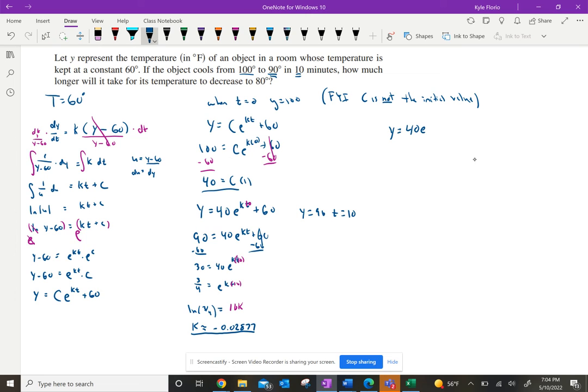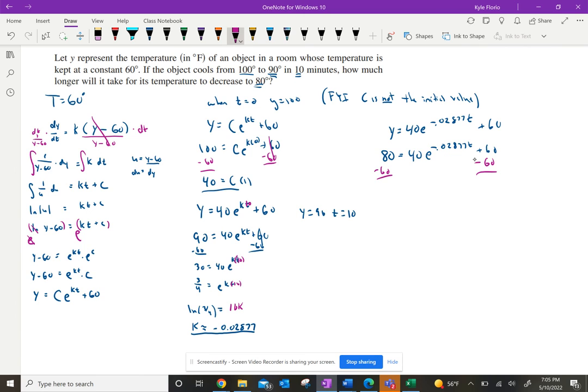40 e to the k, which is negative 0.02877 t plus 60. Now I just want to find out how long it's going to take for the temperature y to be 80. So if I replace the temperature with 80, this is all we have to solve. And if you could pause the video, you guys try solving it from here, because this is very similar to the ones that we did on that worksheet on the last class that I was in. But I'm going to go solve it now. So if you didn't pause it, you can listen. If you paused it, you'll see if you got it right.